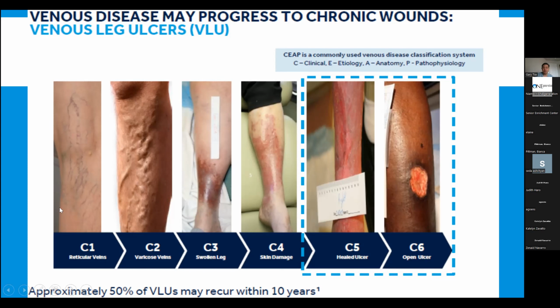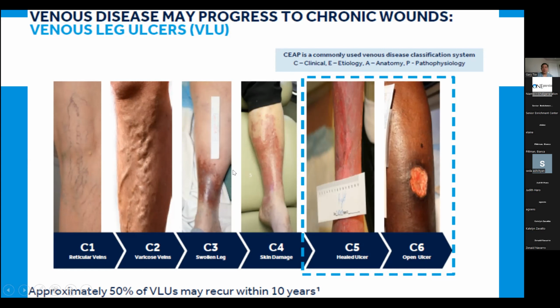So C1 is very mild, just these little spider veins, we call them reticular veins. They look like tiny little roots or branching on the skin. A lot of people have them, quite common. And then as the venous reflux gets worse, we start to get more varicose veins, which are the larger dilated veins that you can see on your calves or thighs.